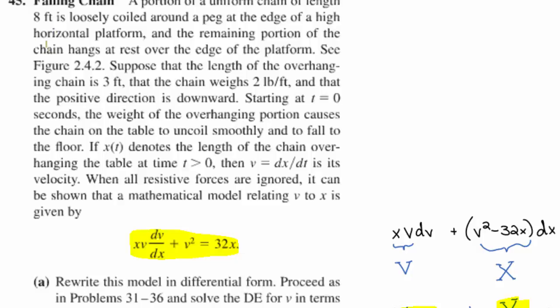Starting at time 0, the weight of the overhanging portion causes the chain to uncoil smoothly. Okay, so this sentence right here: starting at time 0, the weight of the overhanging portion causes the chain to move. So I'm going to assume that at time 0 specifically, the velocity is nothing.